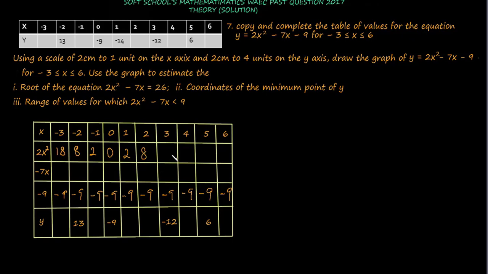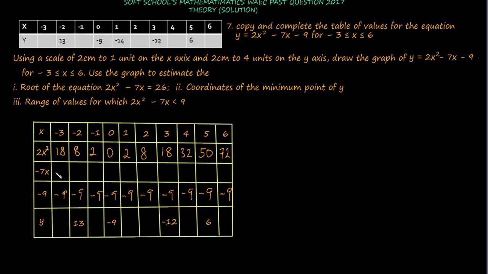3 squared is 9, 9 times 2 is 18. 4 squared is 16, 16 times 2 is 32. 5 squared is 25, 25 times 2 is 50. 6 squared is 36, 36 times 2 is 72. Now, you have minus 7x.